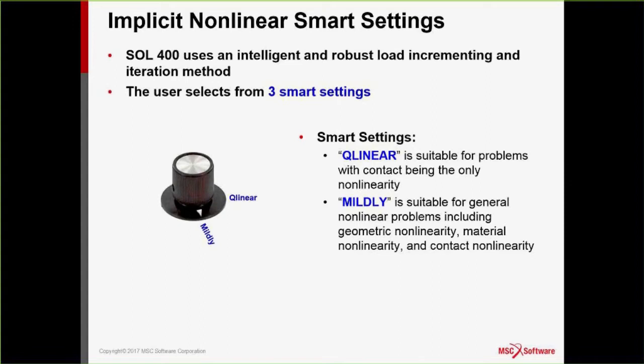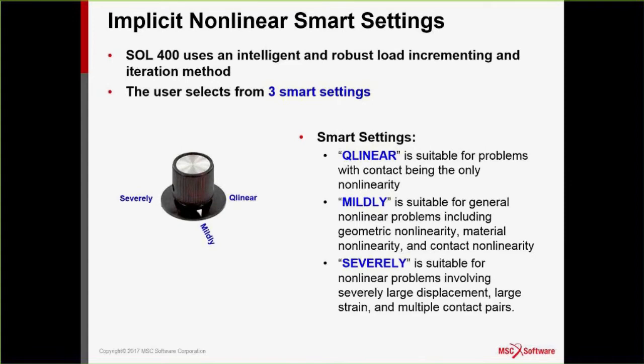When your job doesn't converge, right, you're having problems, consider going to severely. Severely now is designed for something that involves large displacement, large strain, or when your job doesn't converge. Severely will divide the loads into much smaller increments, 50 increments. And so we take more time going through the problem, and we eventually solve the problem. So these are the 3 smart settings we recommend that you use to help you become more productive.